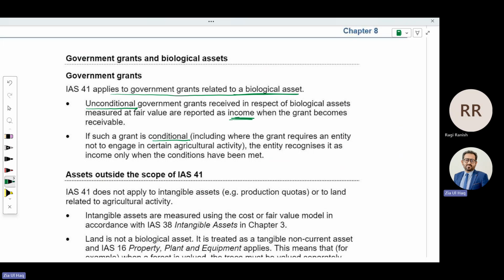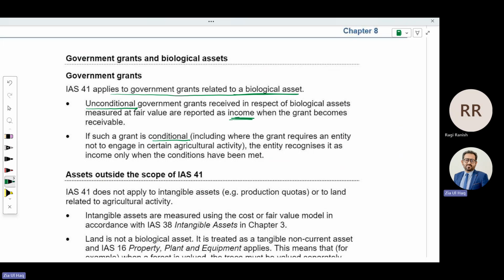Unconditional means government didn't say anything. In that case, record as income. But if there is any condition attached to the grant, you need to meet that condition, and then you should record it as income. Otherwise, you should record it as liability, because if you do not meet the condition, ultimately you need to pay back to the government.